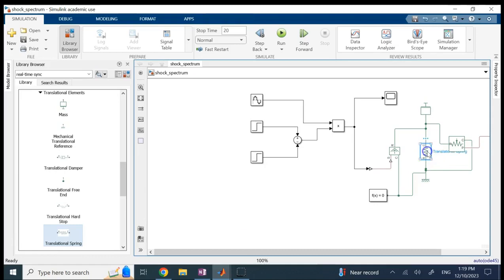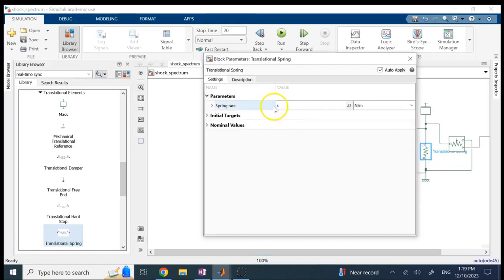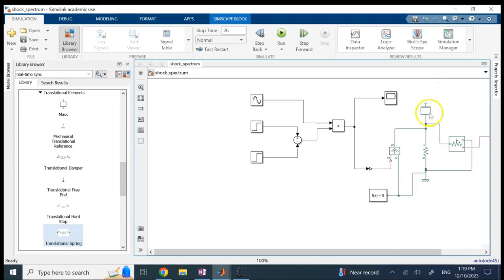And when you bring the spring, you can double click on it and plug in a value for that, okay? You can give it a K. There are other values, but we are not concerned so much about it. So that's the mass spring system attached to a fixed place.